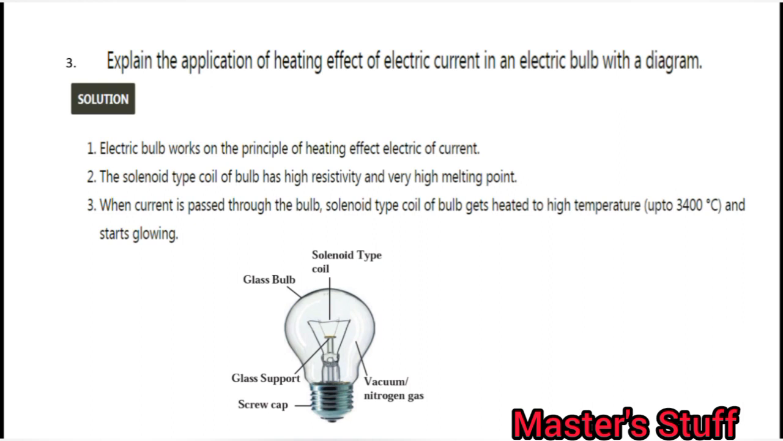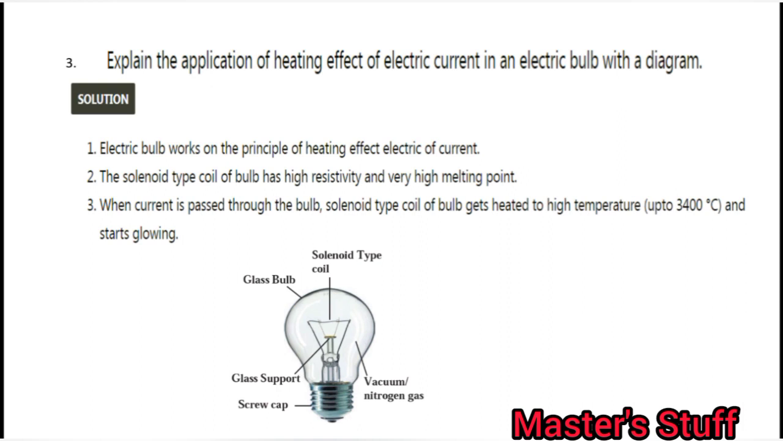Next, explain the application of the heating effect of electric current in an electric bulb with a diagram. Solution: an electric bulb works on the principle of the heating effect of electric current. The solenoid type coil of the bulb has high resistivity and a very high melting point. When current is passed through the bulb, the solenoid type coil gets heated to a high temperature of up to 3400 degrees Celsius and starts glowing.